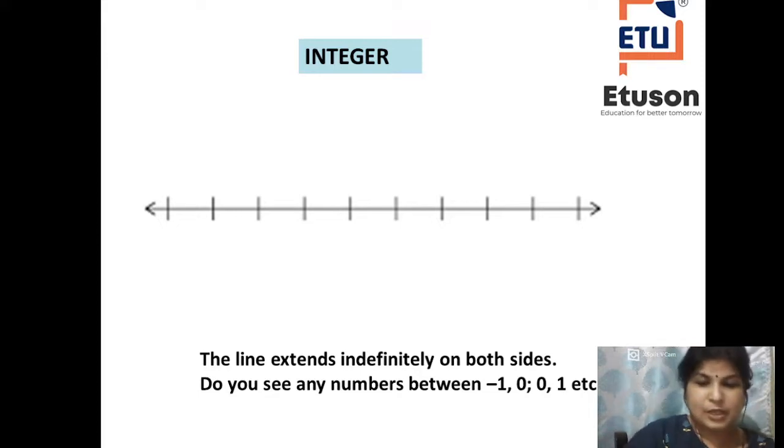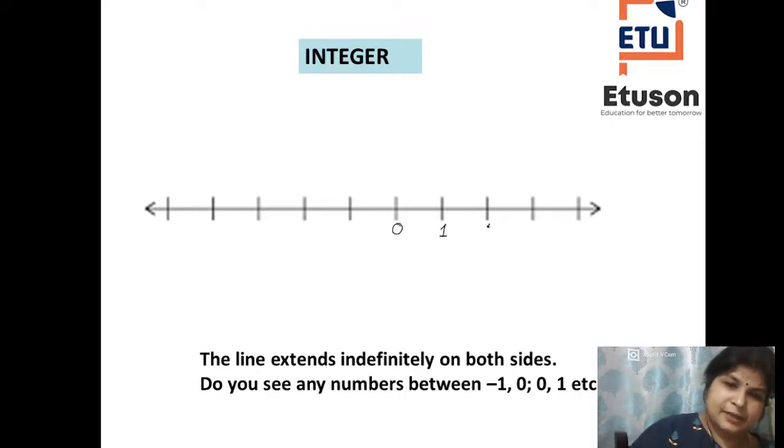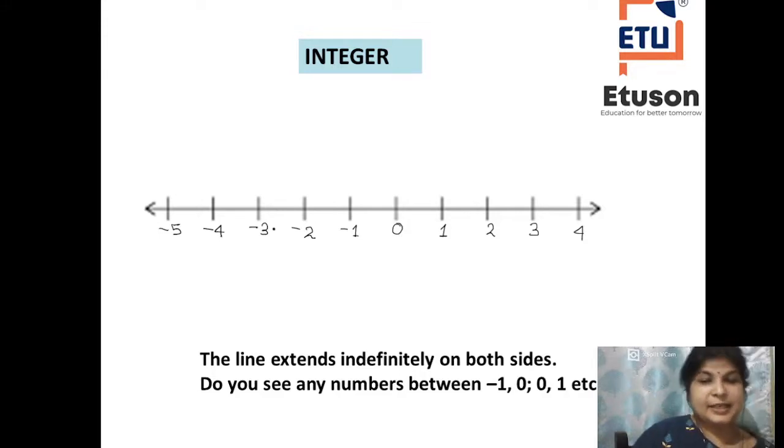Let me just count how many numbers there are. How many graduations do we have? 1, 2, 3, 4, 5, 6, 7, 8, 9 and 10. Okay, so 1, 2, 3, 4, 5. Suppose I take this as 0. Positive integers I will indicate in this fashion: 1, 2, 3 and 4, and towards the left side I will mark -1, -2, -3, -4 and -5. So in case of integers, the line extends indefinitely on both sides.